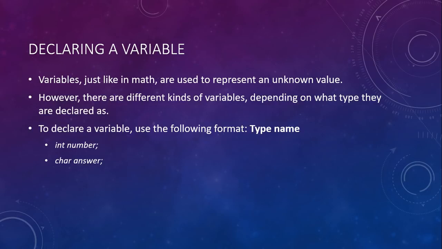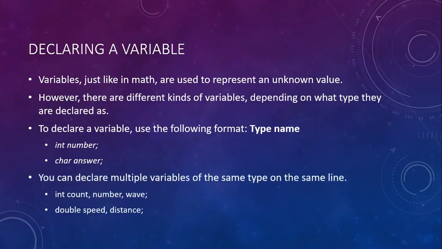Char answer. Char is the type, answer is the name. If I were to do a double one, it'd just be, let's say, double average. Double is the type, average is the name. Now, one of the nice things about C#, and this also happens in other programming languages, is you can declare multiple variables of the same type on the same line, which saves me from having to rewrite stuff multiple times. So here I have int count, number, wave, double speed, distance.